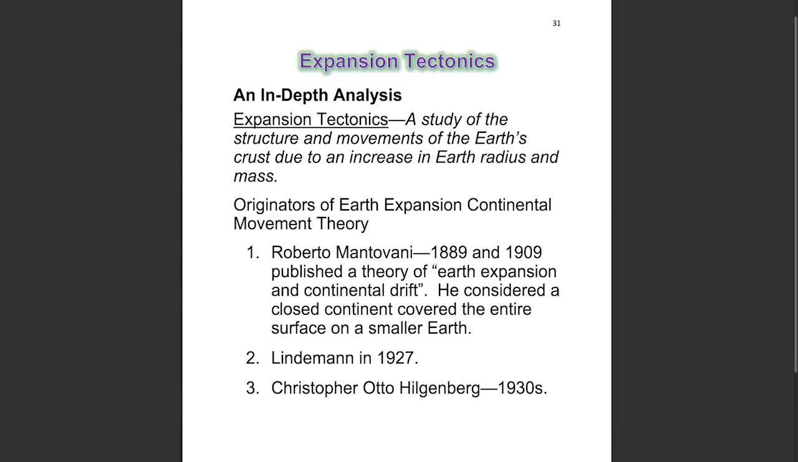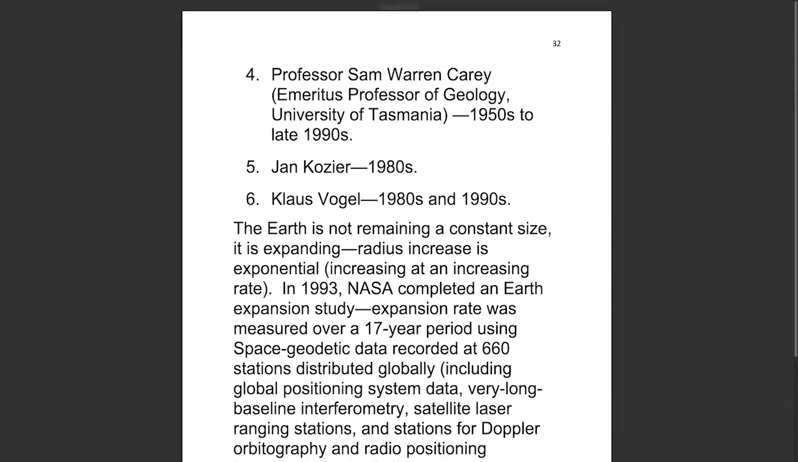Christopher Otto Hilgenberg in the 1930s, Professor Samuel Warren Carey, and I highly recommend you read his doctoral thesis and dissertation, emeritus professor of geology at University of Tasmania, 1950s to the late 1990s. Chatkin Kosier, 1980s, and Klaus Vogel, 1980s and 1990s. What they're saying is that the Earth is not remaining at constant size, it's expanding. The radius increase is exponential. It is increasing at an increasing rate, in other words. And this has actually been backed up by NASA.